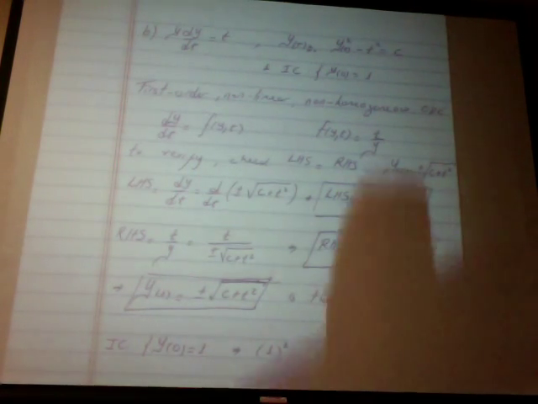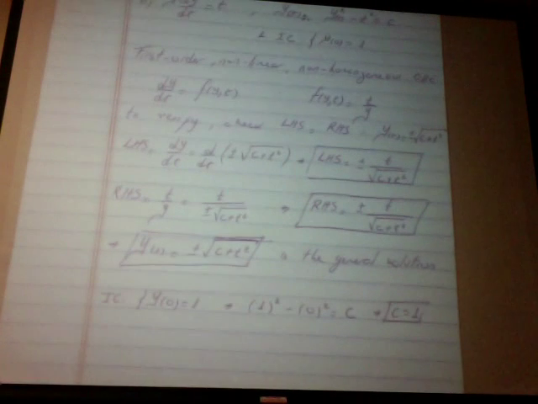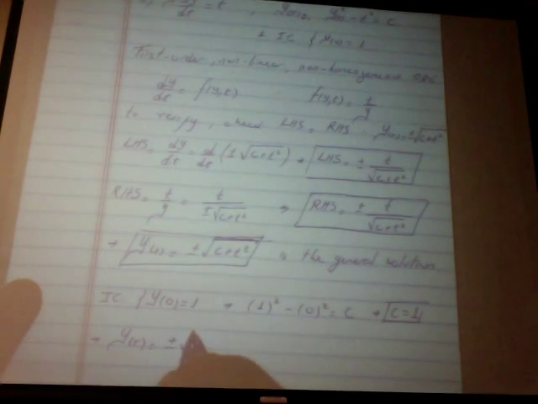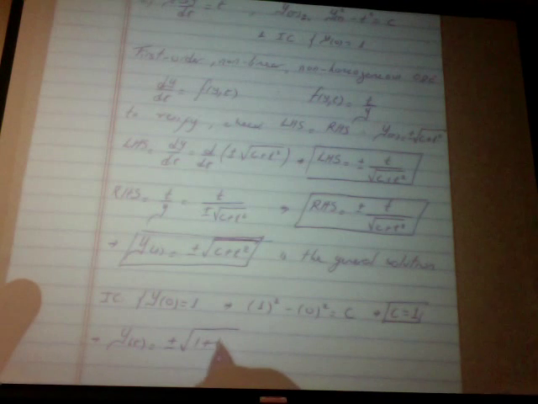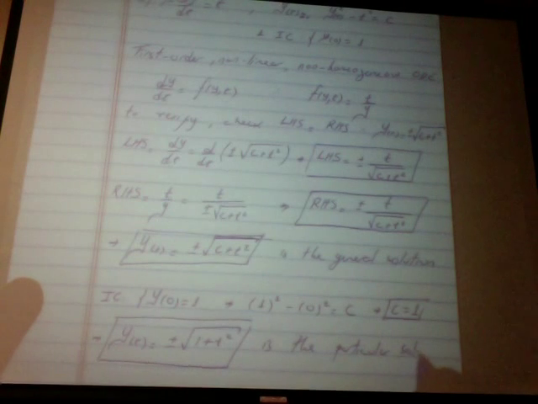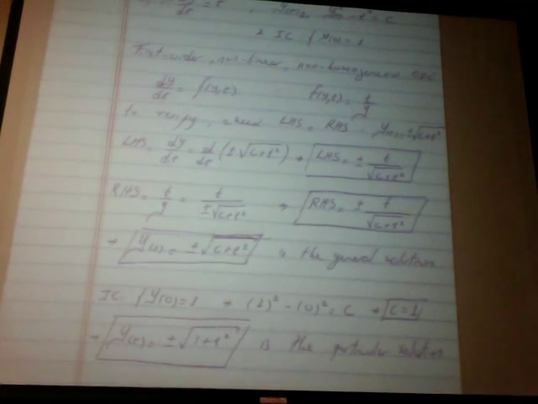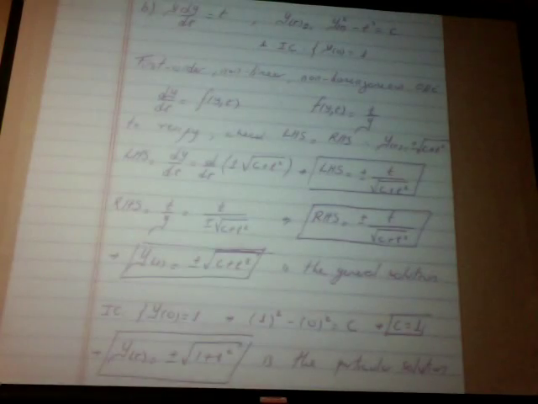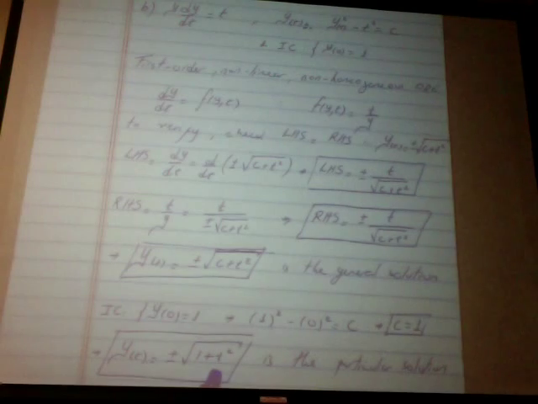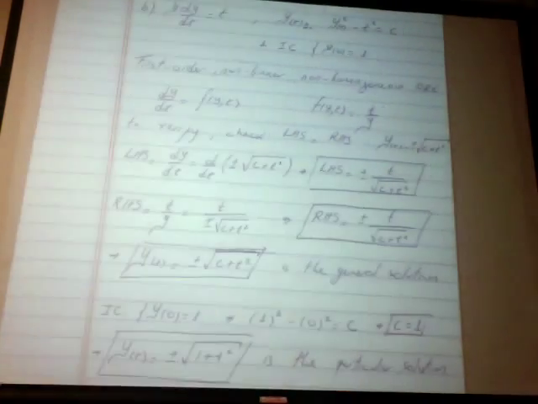Right? That's from the original implicit form of the solution. And therefore, y of t should be equal to plus minus the square root of 1 plus t squared, and this is the particular solution. So that is a function that satisfies both the original differential equation and the initial condition. When you evaluate at t equals 0, you should get y of 0 equal 1.